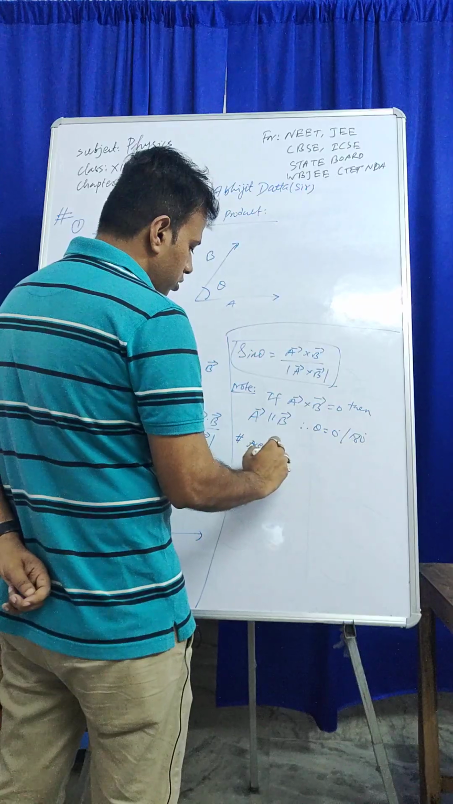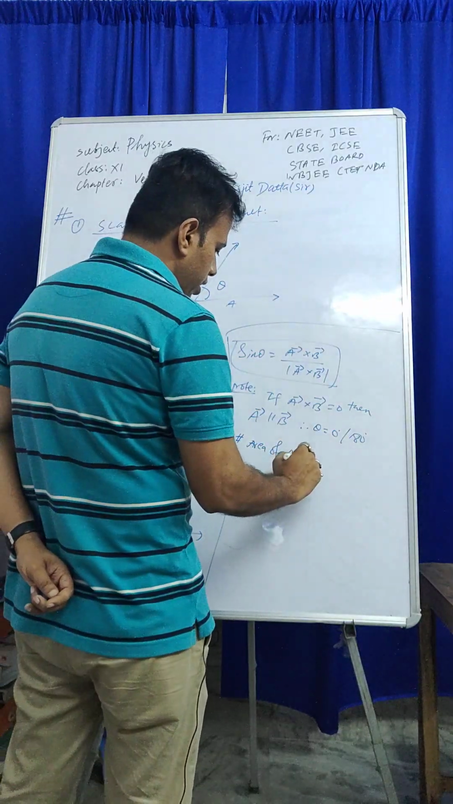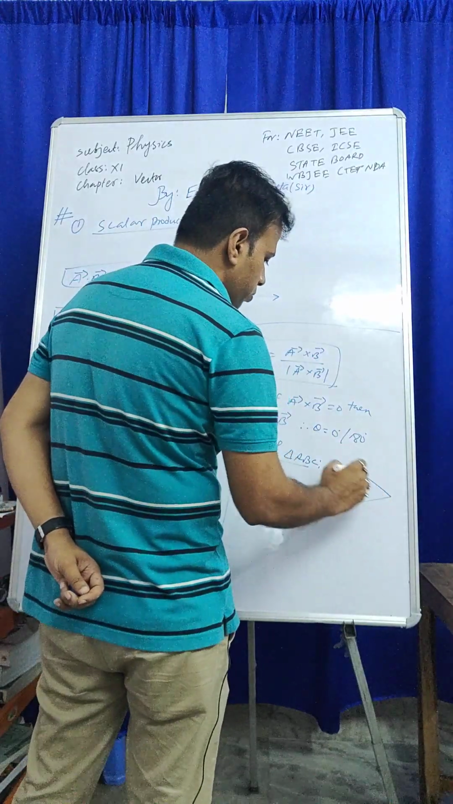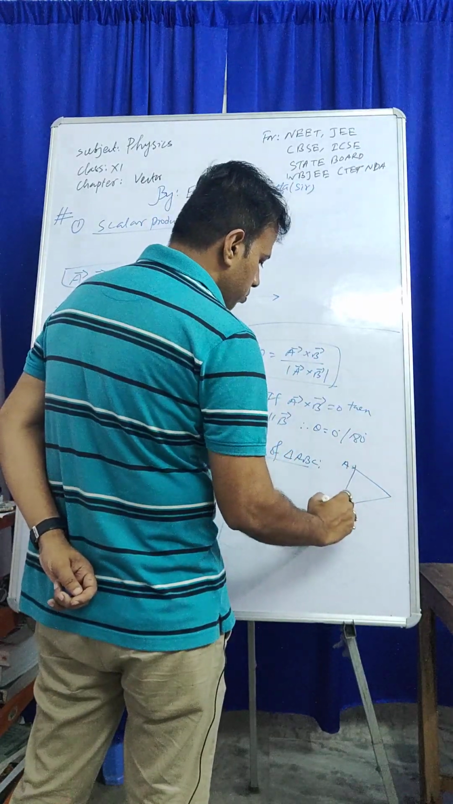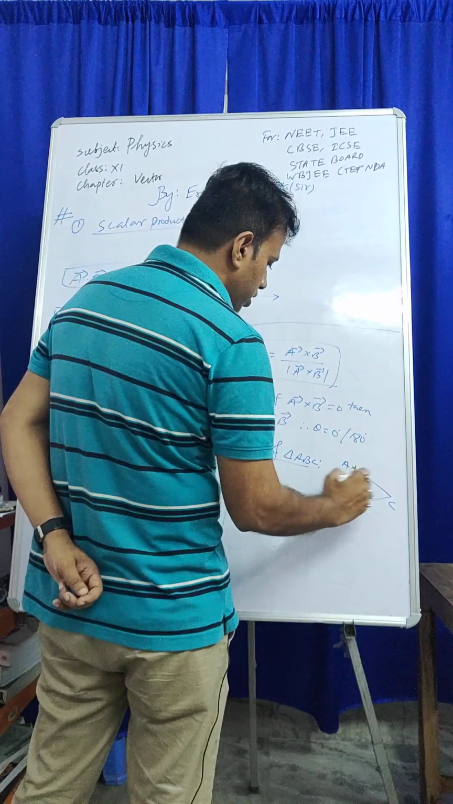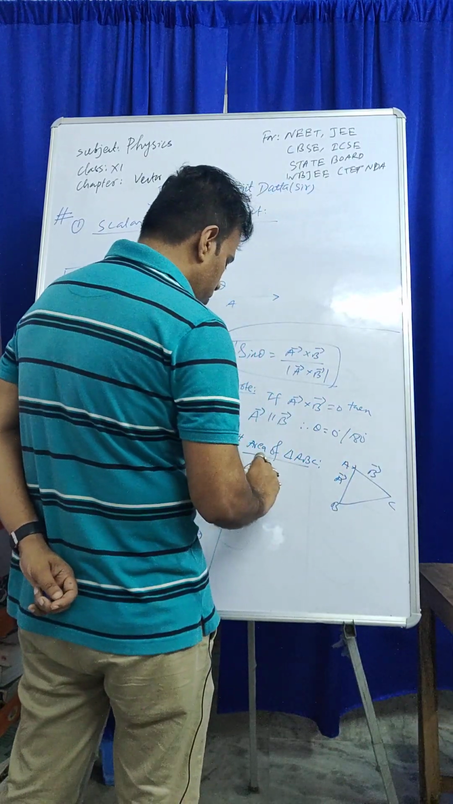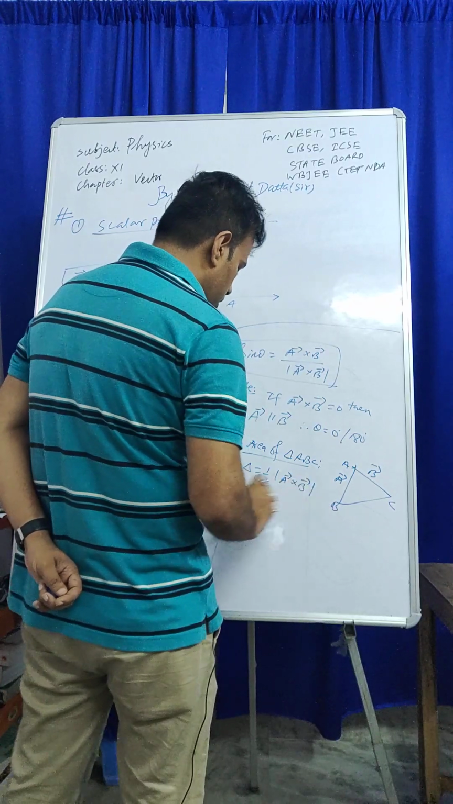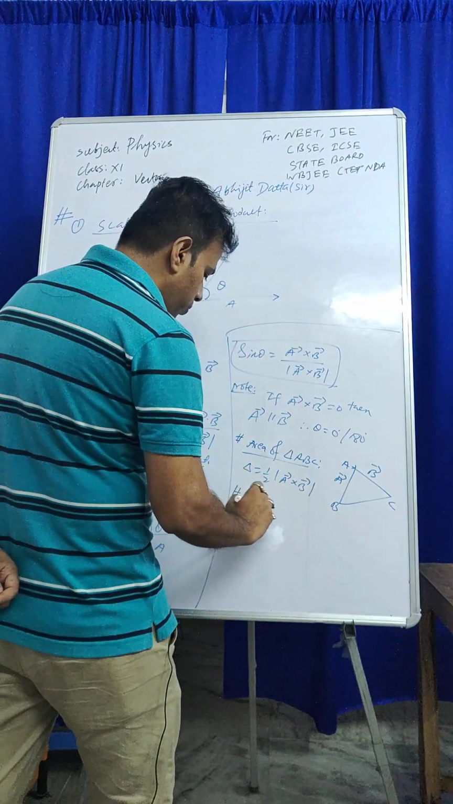Now, area of triangle ABC when two sides are given. Suppose this one is A, this one is B. So A, B, C. This one is A vector and this one is B vector. So area will be half into A cross B.